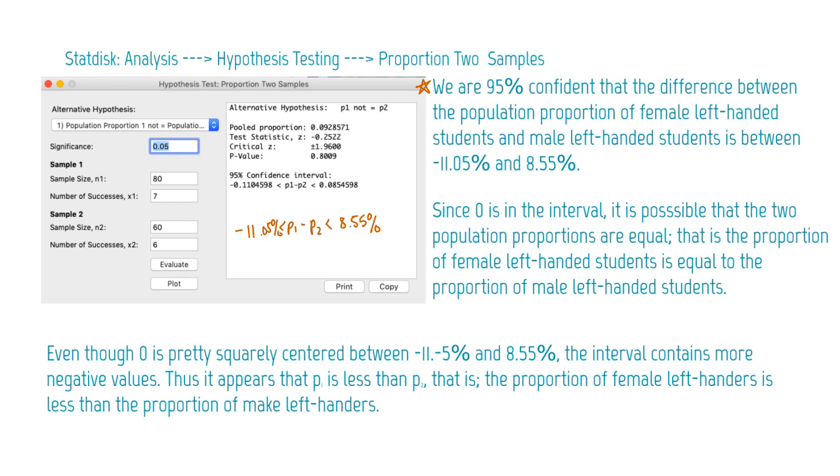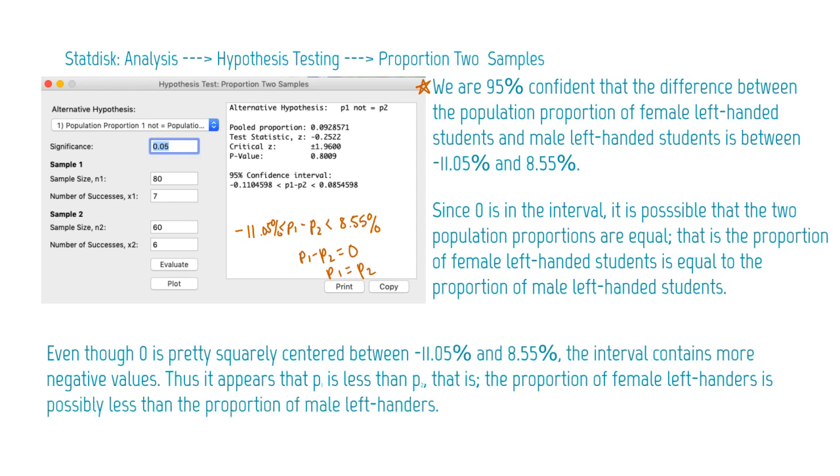But some other information that we can gather here is that since 0 is in the interval, it is possible that the two population proportions are equal, right? 0 is pretty squarely between negative 11 and 8.55. That is, the proportion of female left-handed students is equal to the proportion of male left-handed students, right? Because if 0 is in between there, that means that P1 minus P2 could be 0, which means that P1 equals P2.